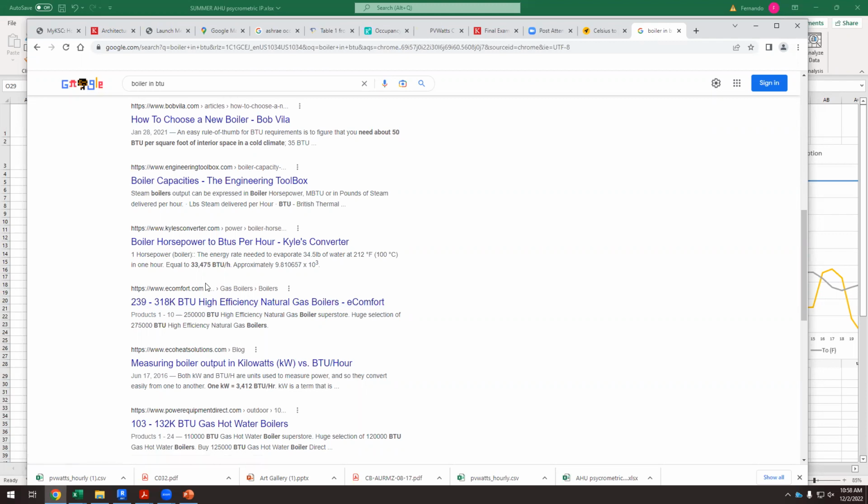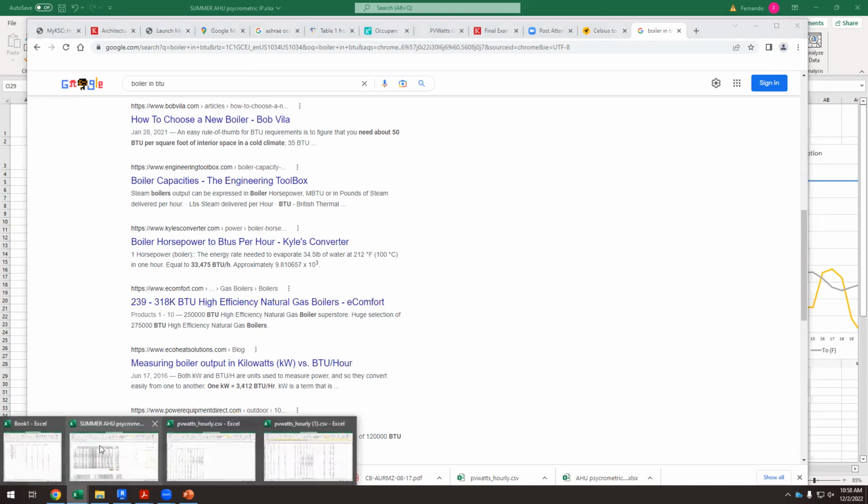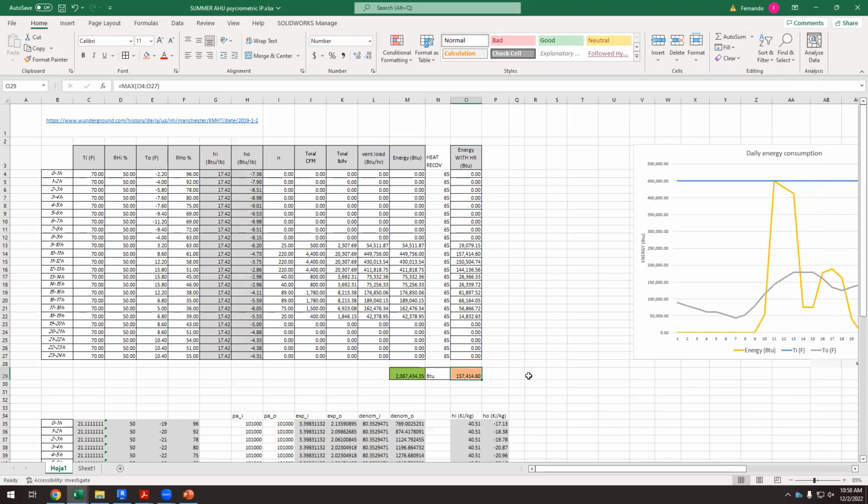Here we have another, this is 100 to 132. 132 is not enough. Okay, so we need this one. We need to find a boiler that is above our number, and it's not too far away from our number. So if we have 157, something between 180 and 200 will work. If we have something that is too powerful, we can have a problem.